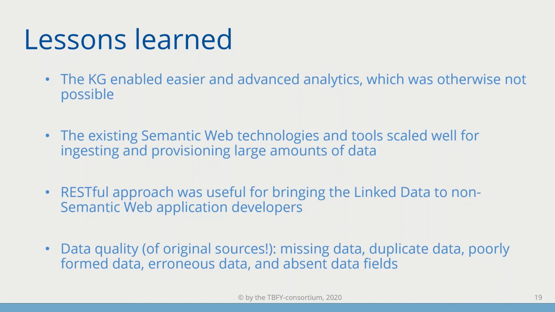The only problem that we faced during this process, or one of the major problems that we faced, was the quality of the original data sources. There was a lot of missing data, duplicate data, poorly formed data, erroneous data, and absent data fields that could be partially solved by new regulations and also by using a standard ontology network like ours.